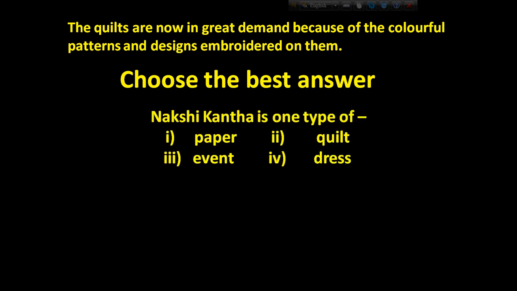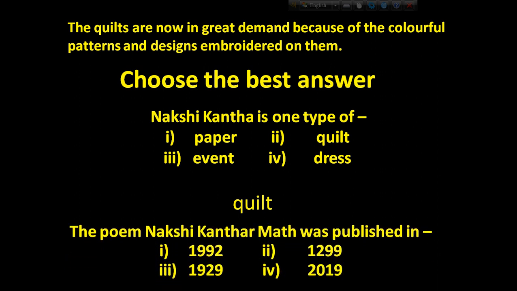So let us start. The first question is, Nakshi Kantha is one type of paper, quilt, event or dress. So can you guess what is the right answer? Yes, your answer is right. The right answer is quilt. So what is the meaning of quilt? Yes, lep or katha.